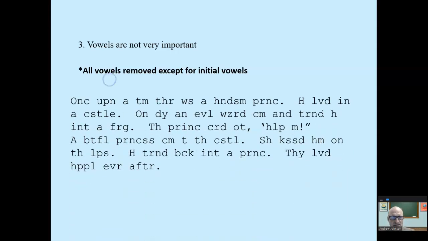Let me show you. Most of you can read this, even though all the vowels have been removed, except if a vowel came at the beginning of the word. Once upon a time, there was a handsome prince. He lived in a castle. One day, an evil wizard came and turned him into a frog. The prince cried out, "Help me!" Get the idea? Even with the vowels removed, we can create meaning with print.